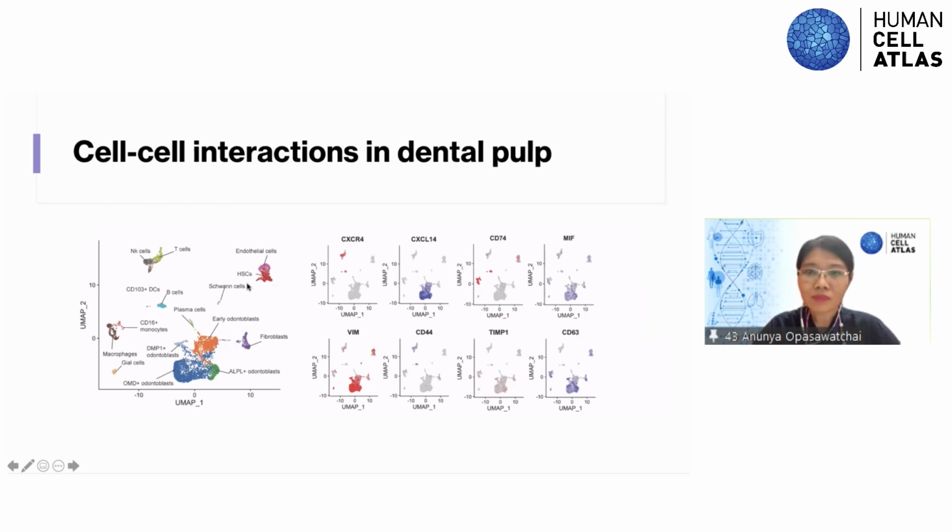So here we give examples of the interactions that we talked about in the previous slides, showing that CD74 is being expressed by the macrophages and B cells, while the MIF was expressed by the odontoblast, and also TIM1 being expressed by the odontoblast, and CD63 being expressed by both the macrophages and odontoblast.